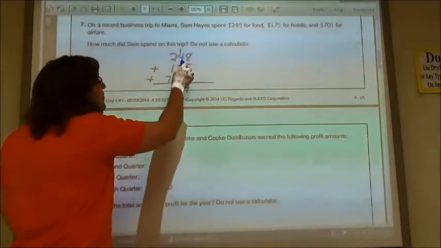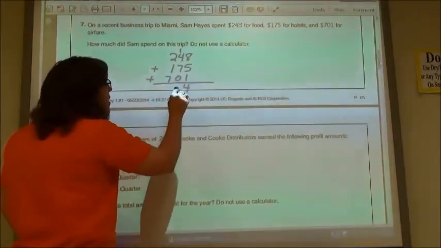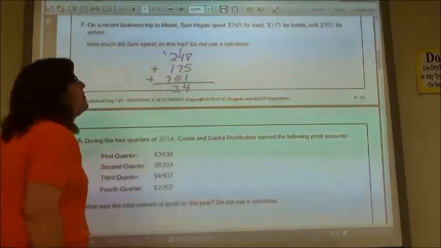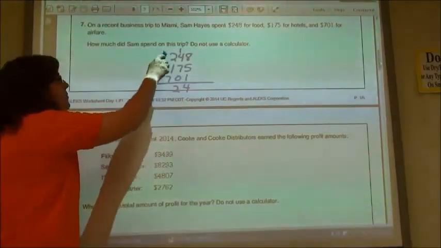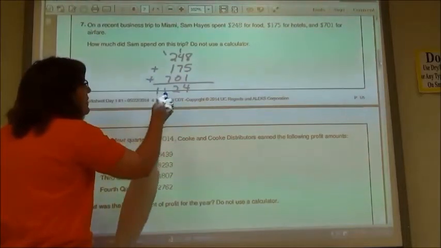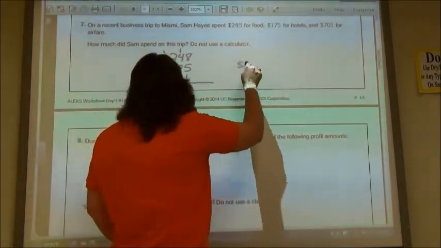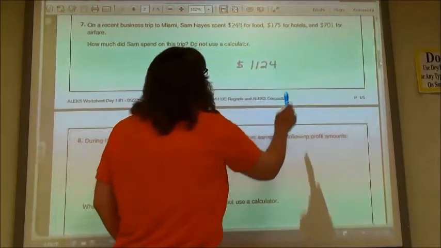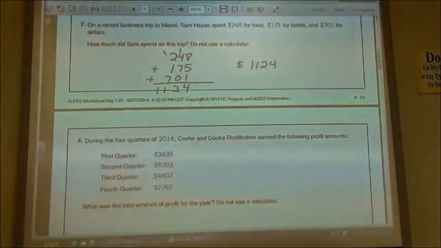1 plus 4 is 5, 5 plus 7 is 12, so I bring down my 2 and I carry my 1. 1 plus 2 is 3, 4, 4 plus 7 is 11. So I spent $11,024 for the total on my trip.